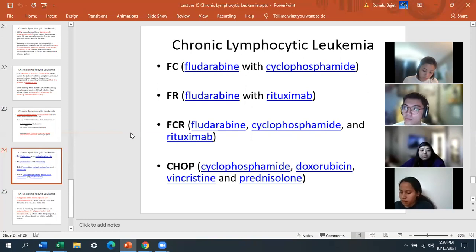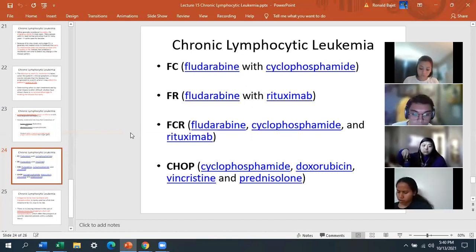Or you can have what's called CHOP, which is cyclophosphamide, doxorubicin, vincristine, and prednisolone. Okay, so those are the types of therapies, but basically the bottom line is that they're combinations of drugs.